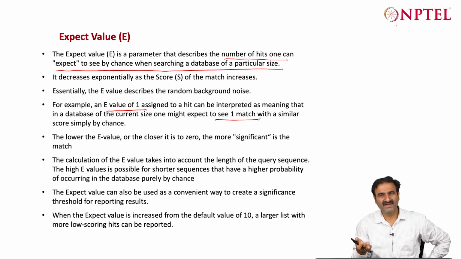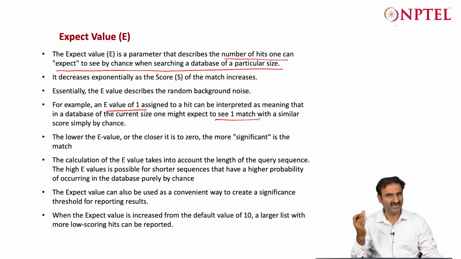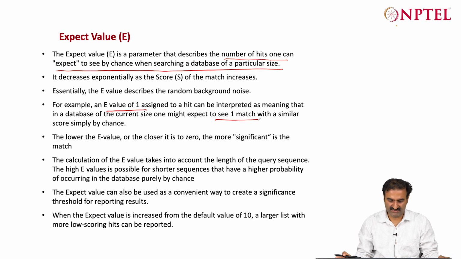Mostly, in all the cases, you will get an expect value very low, approaching 0, or much less than 1. So the 1 or 10 that we keep by default is only good for the rarest cases when you are not finding any match.